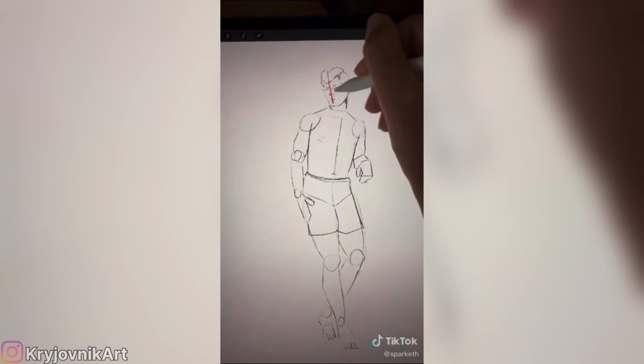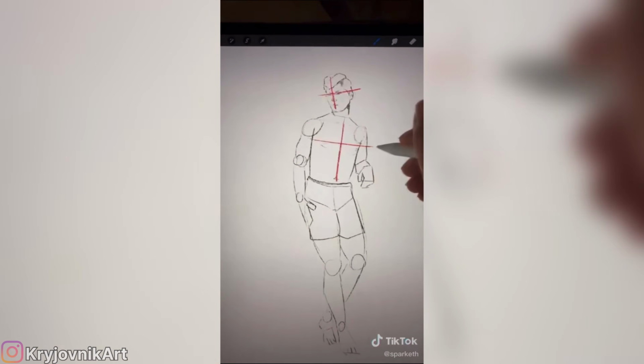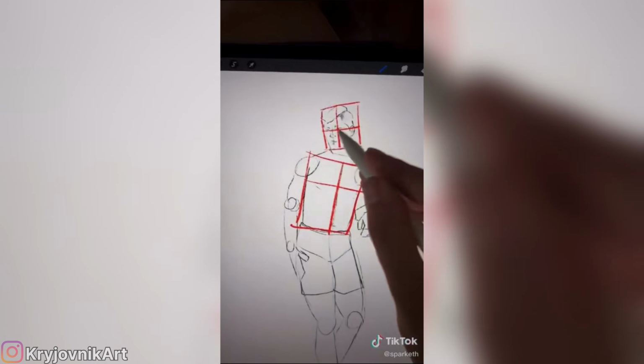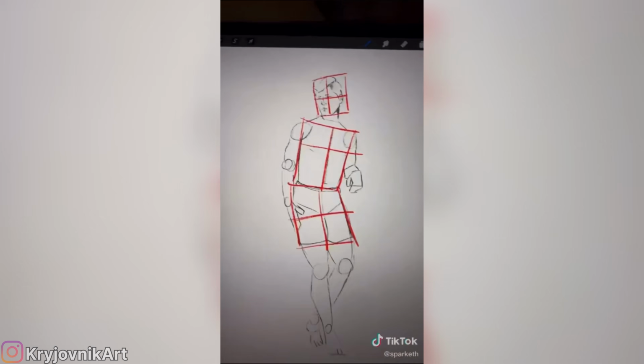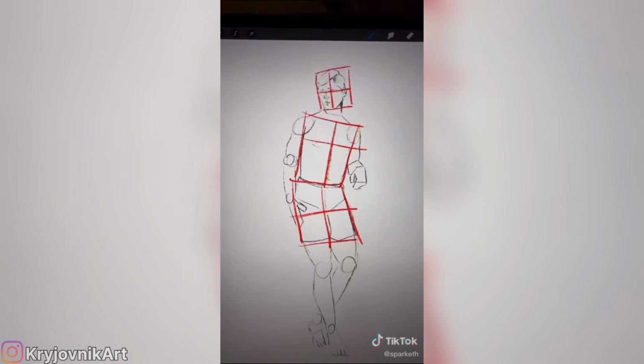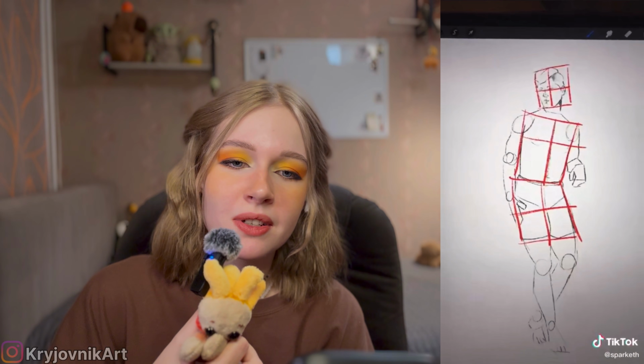The second is that you gotta simplify everything into boxes. The head's facing one way, the torso's facing one way, and the nips are like the eyes of the torso. They follow that line too. Simplifying that really helps. I don't know, boxes are not for everyone.